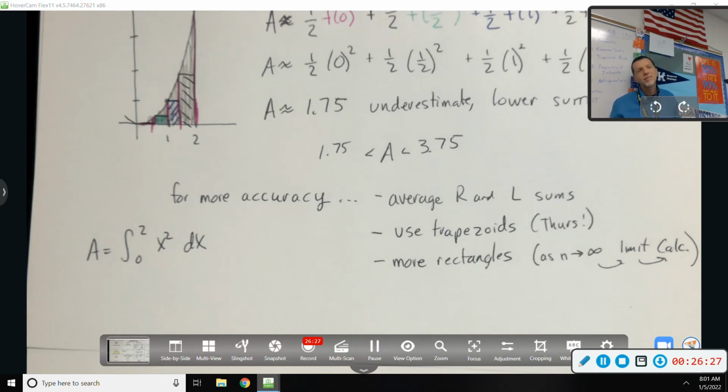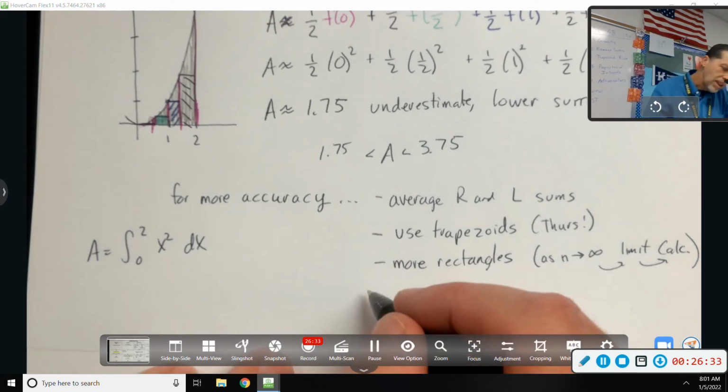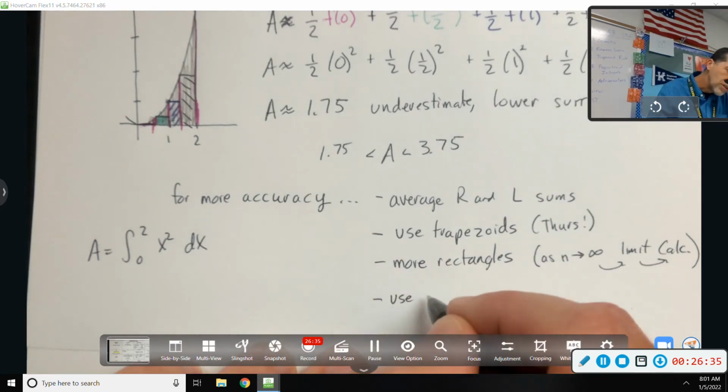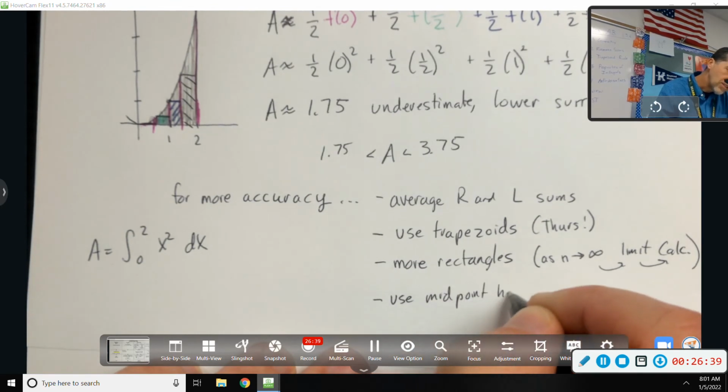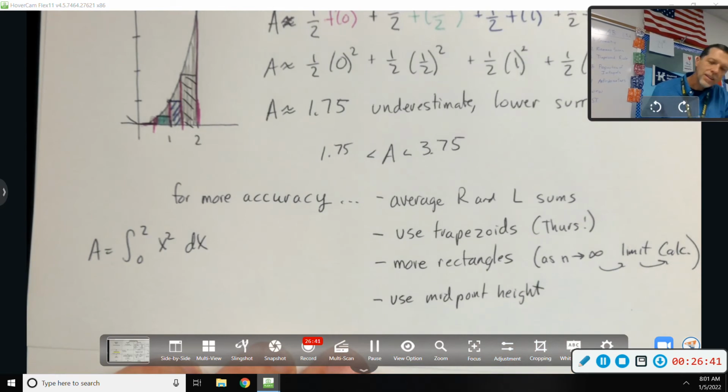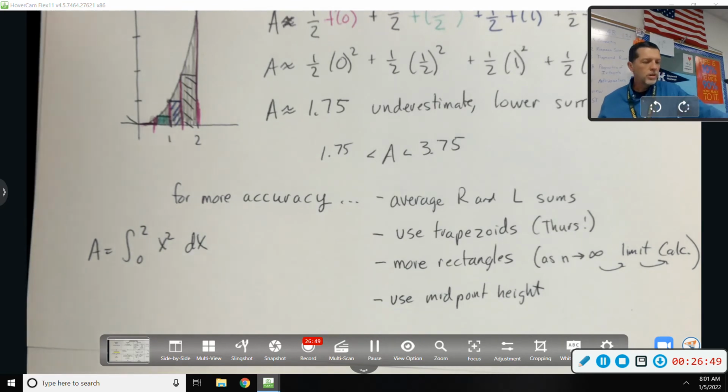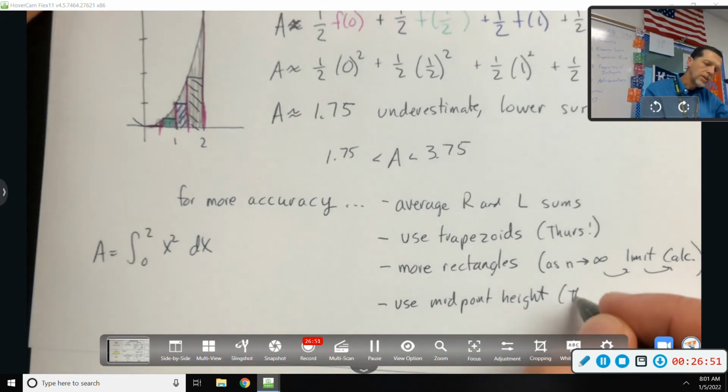But yes, back up. If you use 6 rectangles or 8 rectangles, your answer would be more accurate. And there's one more that we'll do tomorrow. We could use the midpoint height instead of the left height or the right height. I feel like that would give us a more accurate answer. And we'll do midpoint tomorrow as well.